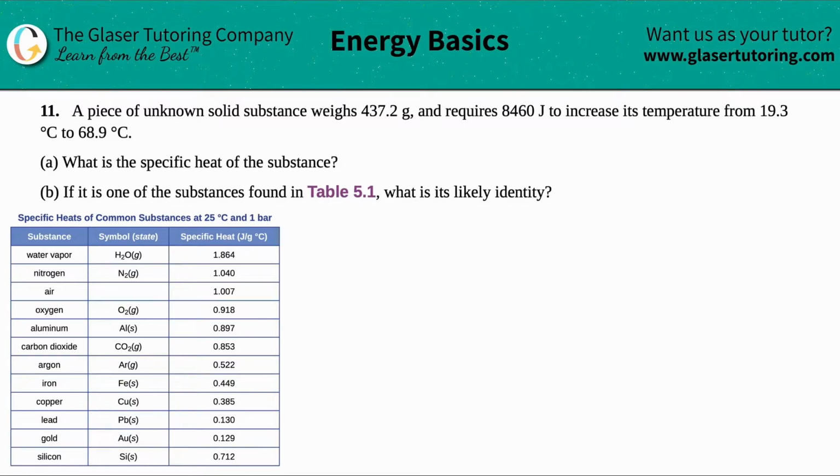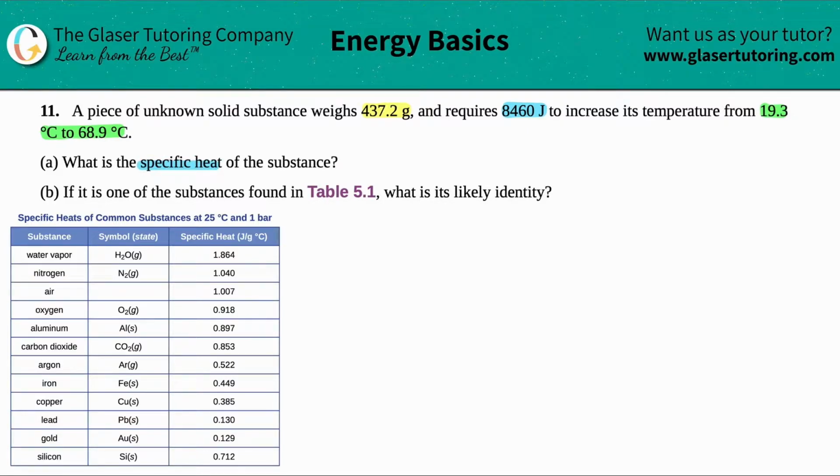Number 11. A piece of unknown solid substance weighs 437.2 grams and requires 8,460 joules to increase its temperature from 19.3 degrees Celsius to 68.9 degrees Celsius. And then we have letter A. What is the specific heat of the substance?